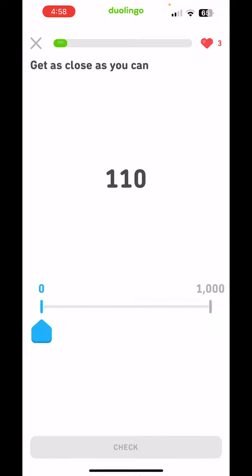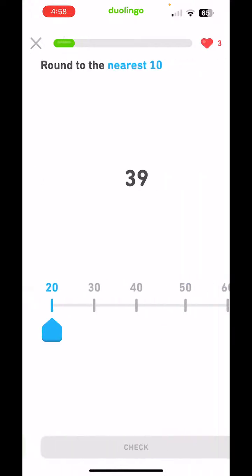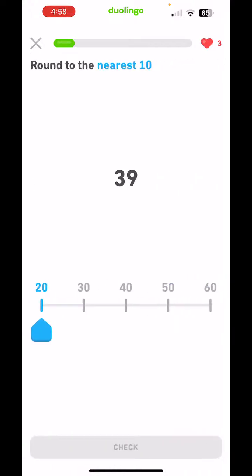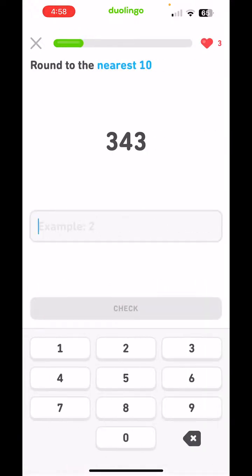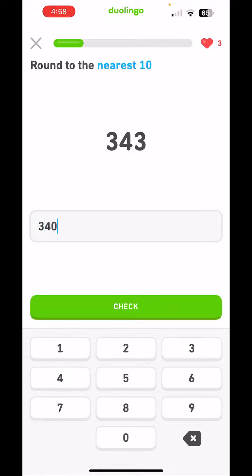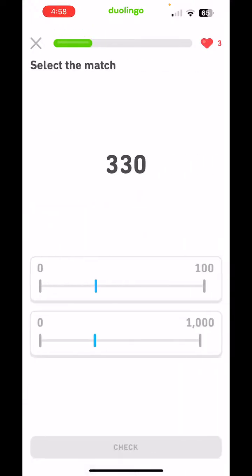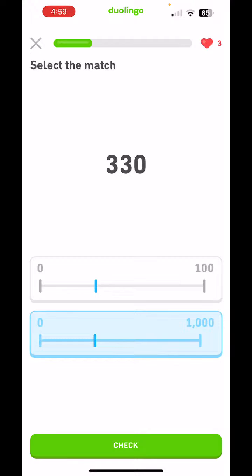Get as close as you can. So 500 would be in the middle, 250 around here. So 110 is probably right here. Round to the nearest tenth, that would be 40. Looks like this would be 340. Select the match. The first one, the range is 0 to 100, so that's too small. But the second one is 0 to 1,000, that's a bigger range, so 330 would most likely be there.